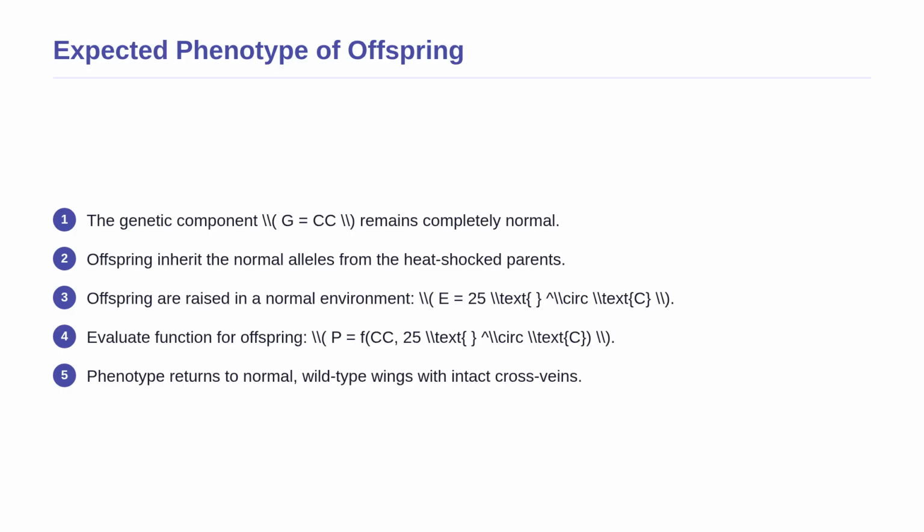When those offspring are raised in a normal environment, where E equals 25 degrees Celsius, we evaluate our function again. With a normal genotype and a normal environment, the phenotype P must return to normal. The offspring will have wild-type wings with intact crossveins. This proves that the cross-veinless appearance in the parents was purely an environmental imposter.